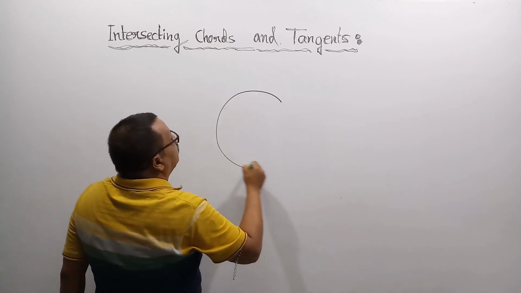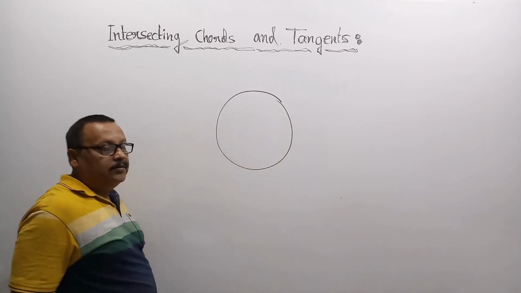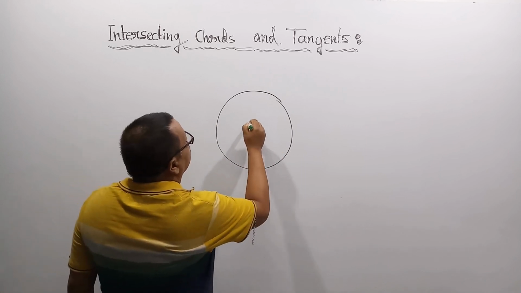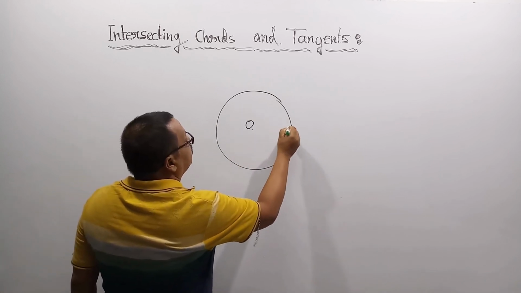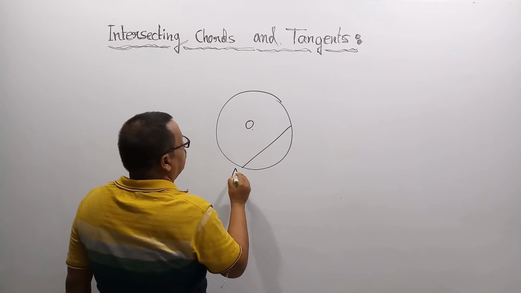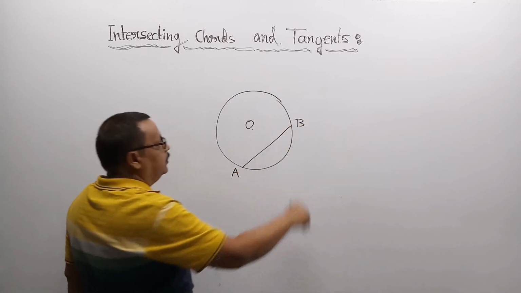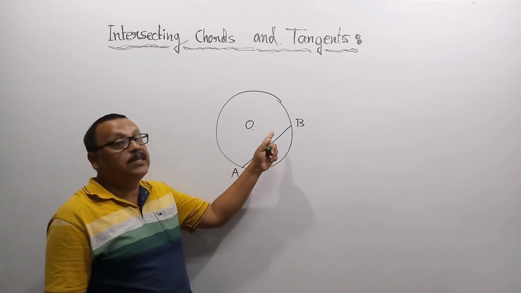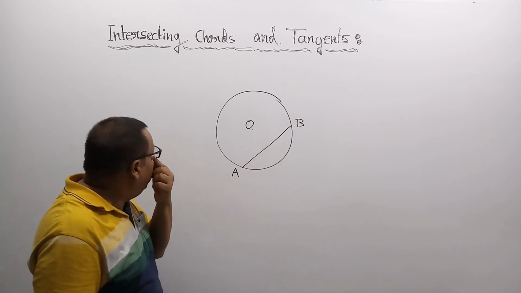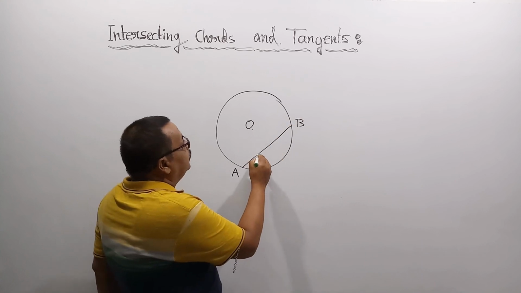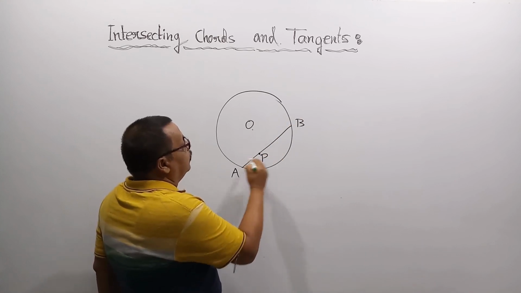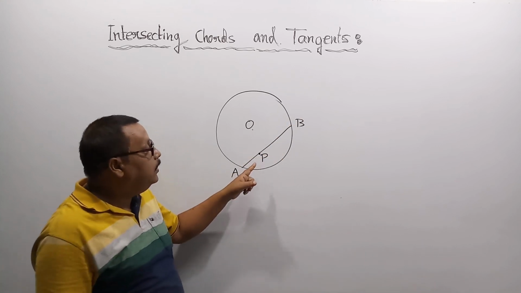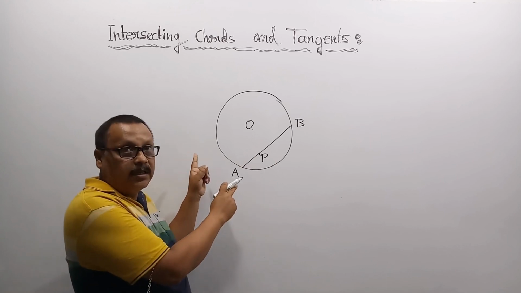Consider the circle with center O, and consider a chord, say AB. What is the name of the chord? Already you know what is the chord. Here AB is a chord. Consider a point P on that chord. Now of course the point P is inside of the circle, that is an interior point.